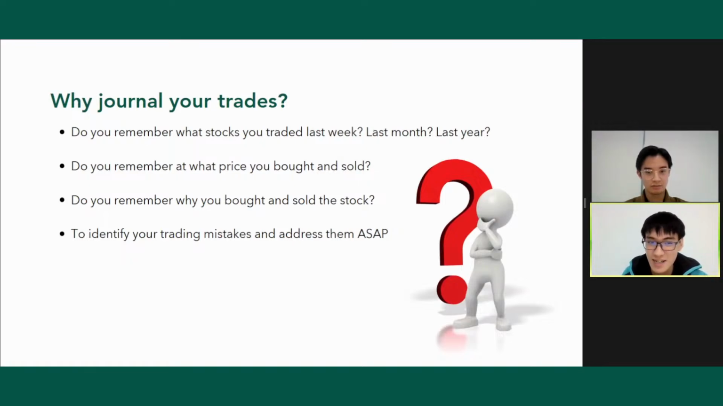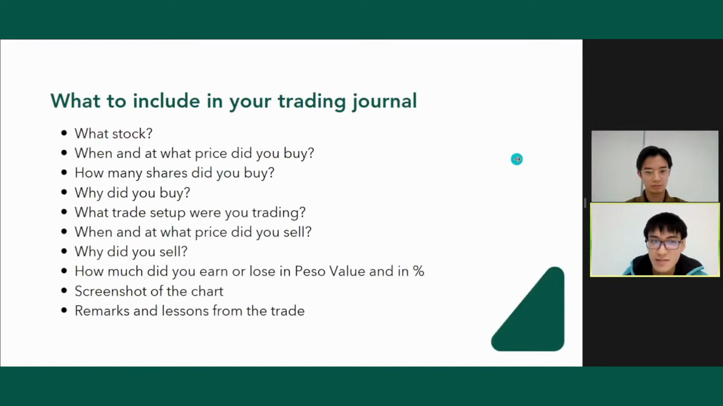And we need to. Why? Because we can identify our mistakes in our trades by having a journal. So we can identify our mistakes and address them as soon as possible. That's why we have to journal our trades. So let's discuss what you have to include in your trading journal, di ba? There's a lot, but don't worry, I will make it a lot simpler in the next slides. But first, let's enumerate muna.